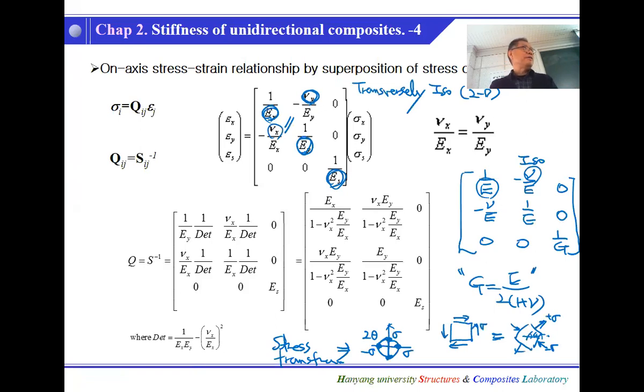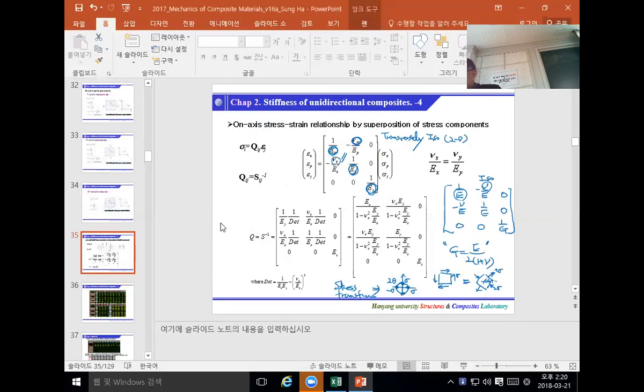As I mentioned, as I emphasized, the meaning of stress, compliance, and transformations are critical in expanding the concept of isotropic to anisotropic. Composites certainly belong to anisotropic, so we need to understand stress transformation. This is so critical.